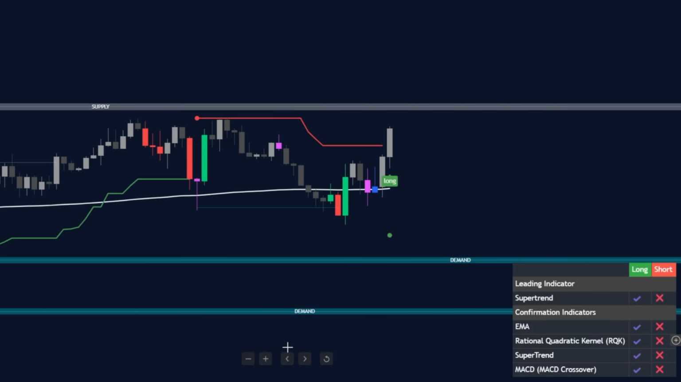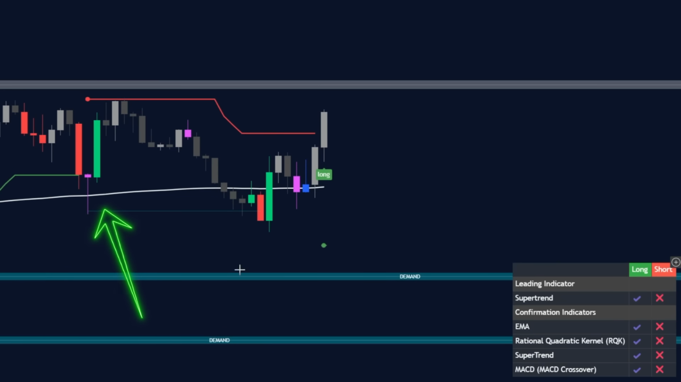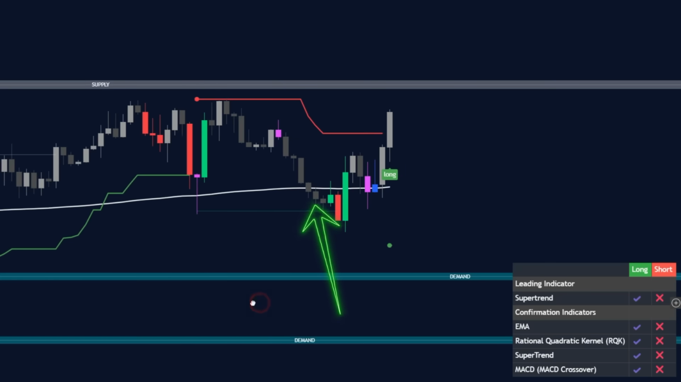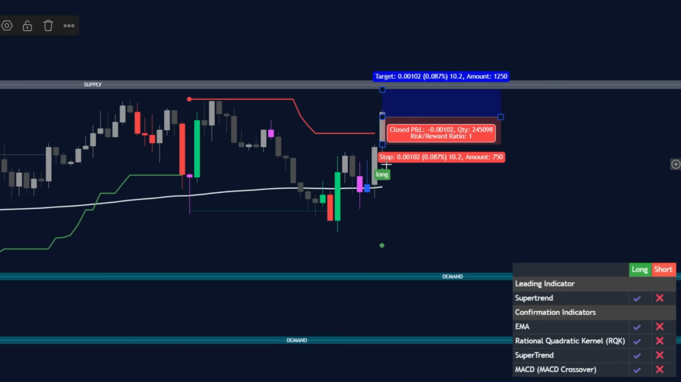Example 3. The trap, a vital lesson. This is the most important example. Look here. The price is above the EMA and we get a buy signal. Most beginners would jump in right now, but look closely at the candle color. It is gray. What does gray mean? It means indecision. The volume isn't there. Because of our settings, we ignore this trade.